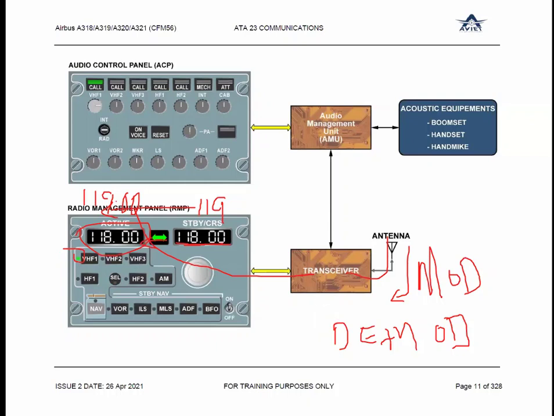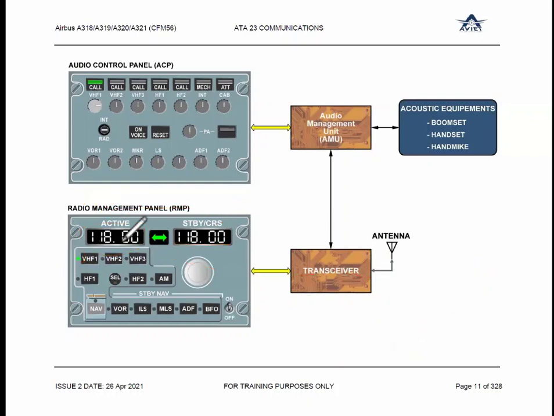Correct? So once your frequency which you tuned here is given to the receiver, the receiver will tune on that frequency. What it will do, let us see. Now, on this tuned frequency, it will keep on receiving the signal. And once it receives the signal, it will send it to the audio management unit.